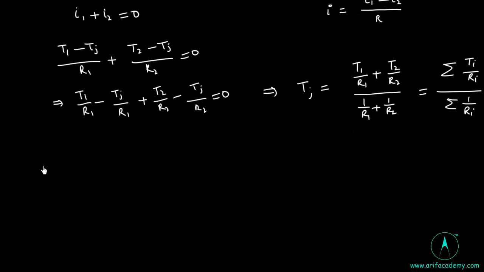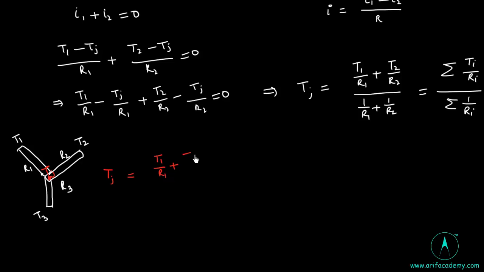And if we have 3 rods like this, with thermal resistances R1, R2 and R3, and temperatures T1, T2 and T3, we have the temperature of the junction Tj equal to (T1 upon R1 plus T2 by R2 plus T3 by R3) upon (1 upon R1 plus 1 upon R2 plus 1 by R3).